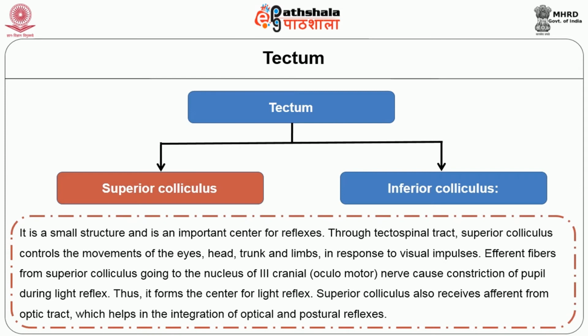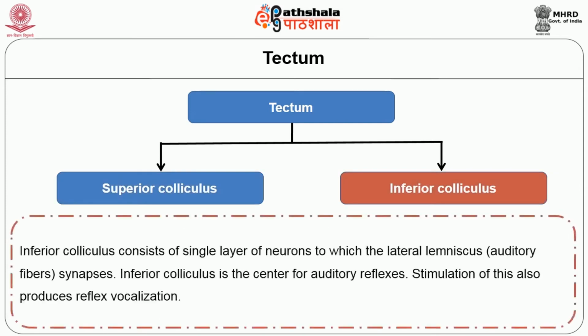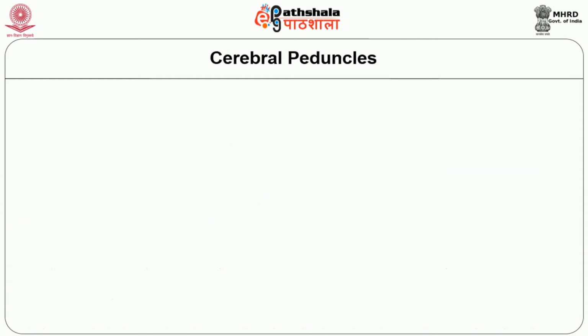Superior colliculus also receives afferent from the optic tract, which helps in the integration of optical and postural reflexes. Second one is inferior colliculus, which consists of single layer of neurons to which the lateral lemniscus, that is the auditory fiber, synapses. Inferior colliculus is also the center for auditory reflexes, and stimulation of this also produces reflex vocalization. We are just passing on to cerebral peduncles.